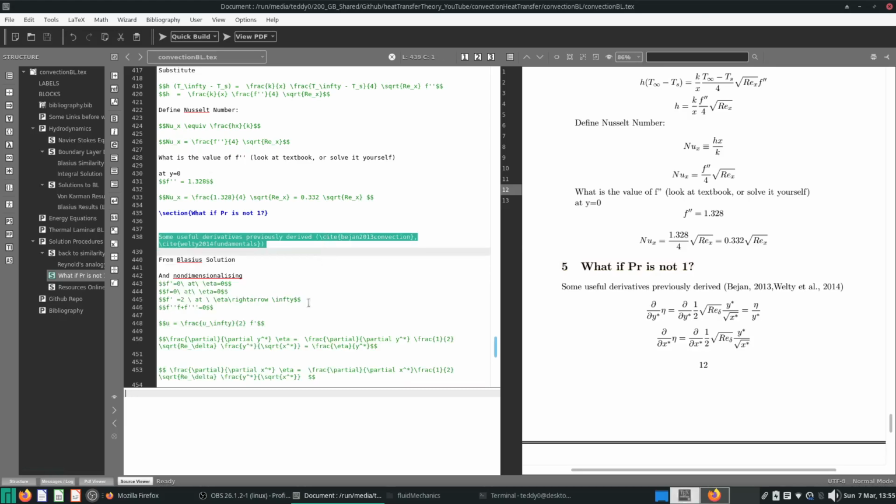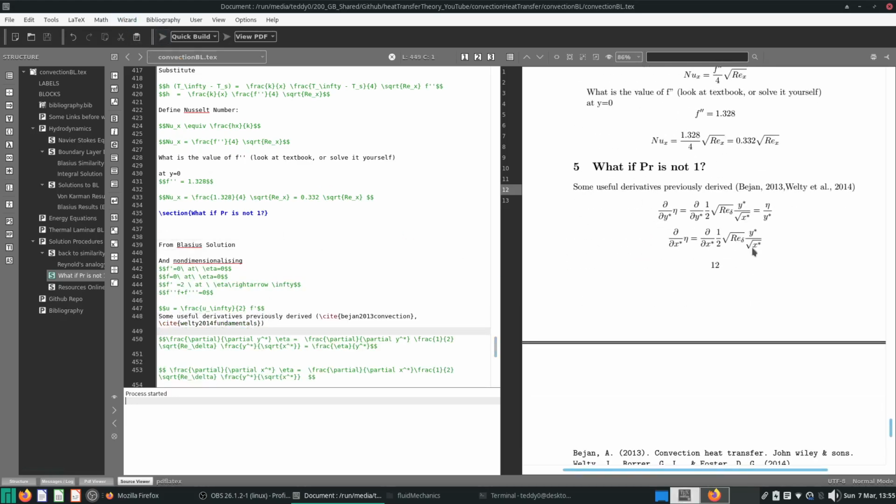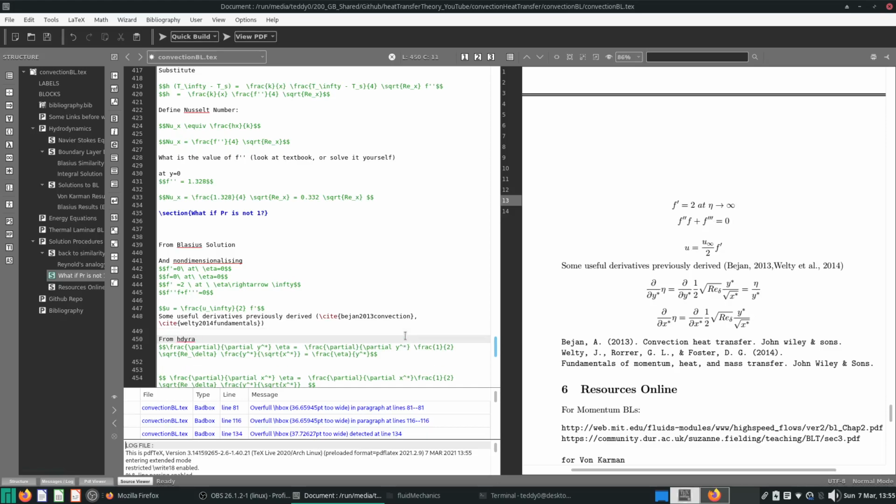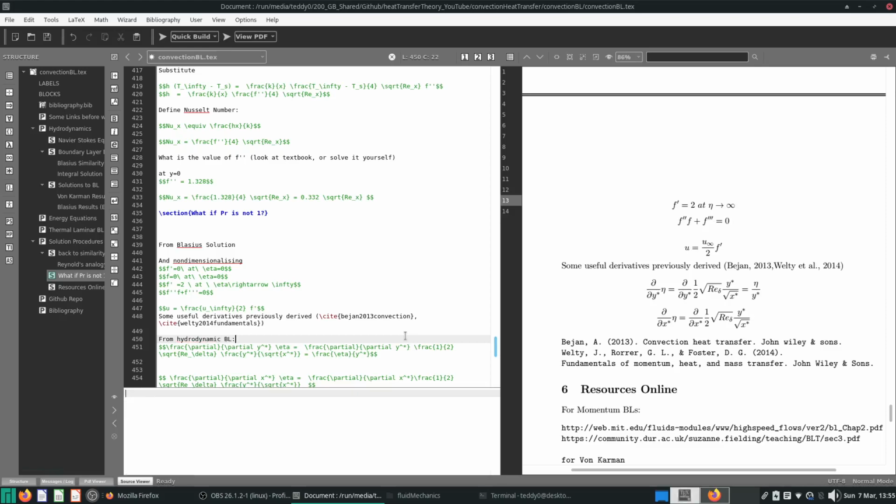And some useful derivatives previously derived are as follows: the del eta del x star, del eta del y star. However, the del eta del y star will be slightly different because we are using the thermal boundary layer, I think, to actually do something about it. So from the hydrodynamic boundary layer, this is where we start.